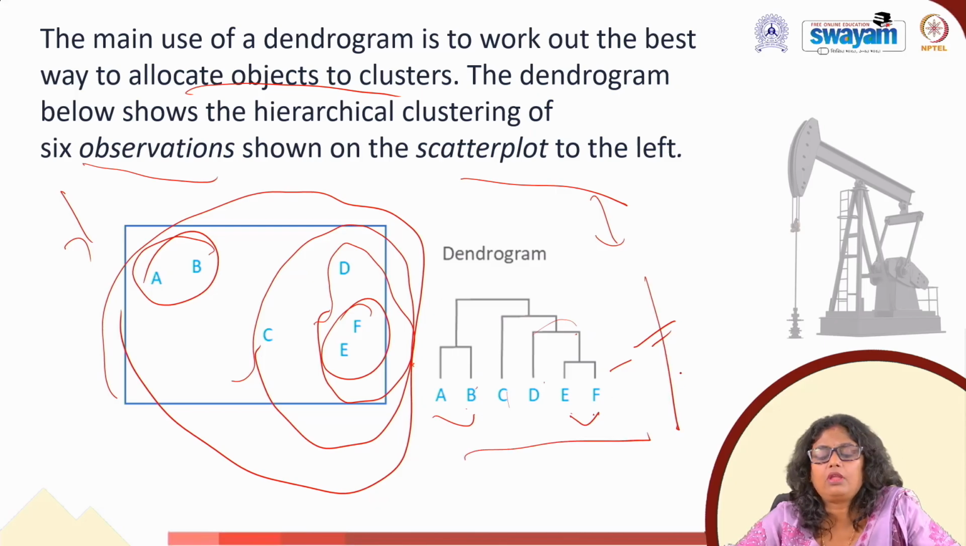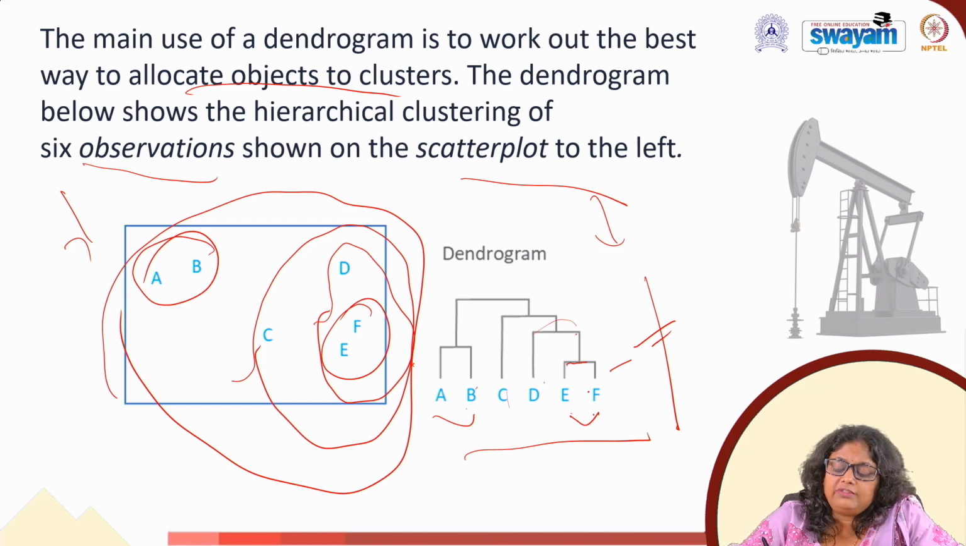Now talking about this node: E and F points have been together at this level, and this is what we call a node. Now these two form one cluster, and this has been merged with D.